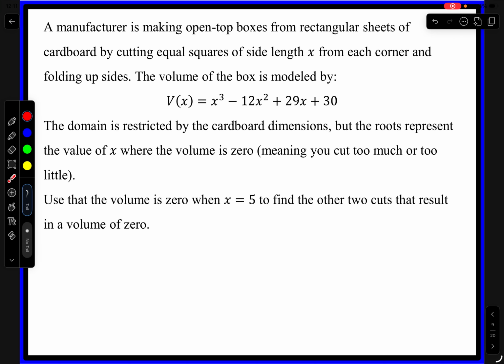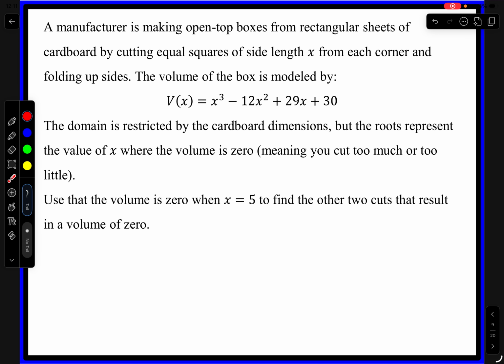In this example, a manufacturer is making open top boxes from rectangular sheets of cardboard by cutting equal squares on each side, measuring x, from each corner and folding them upwards. Now the volume of the box has been modeled by this function here.